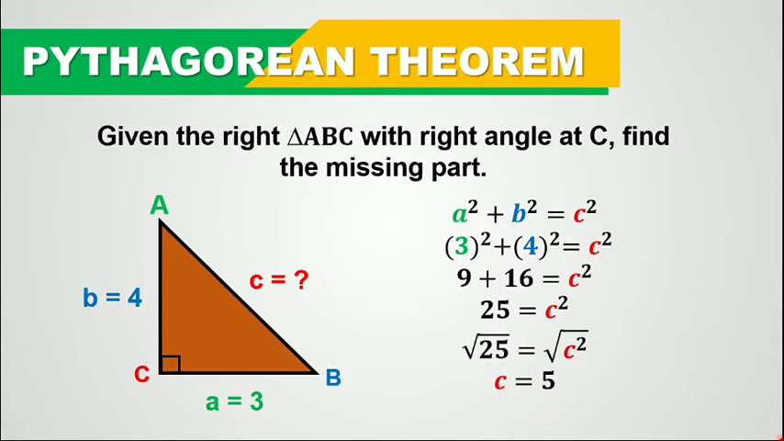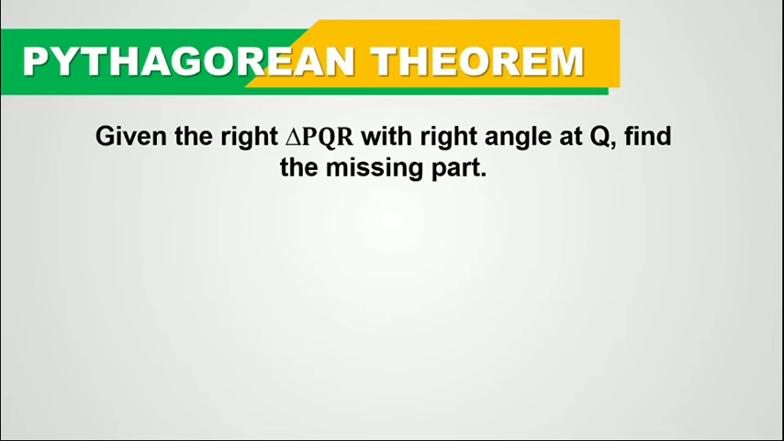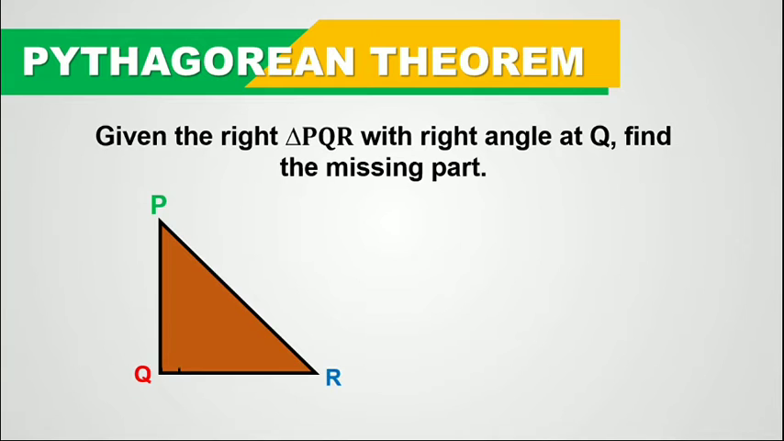So let's take the second example for you to understand this concept better. We have here, given the right triangle PQR with right angle at Q, let's find the missing part. The known sides of this triangle are r equals 8 and q equals 10. So the hypotenuse and one of the legs are known. So we will be finding the missing part, which is p. This is one of the legs. So this is the other leg of the given right triangle.